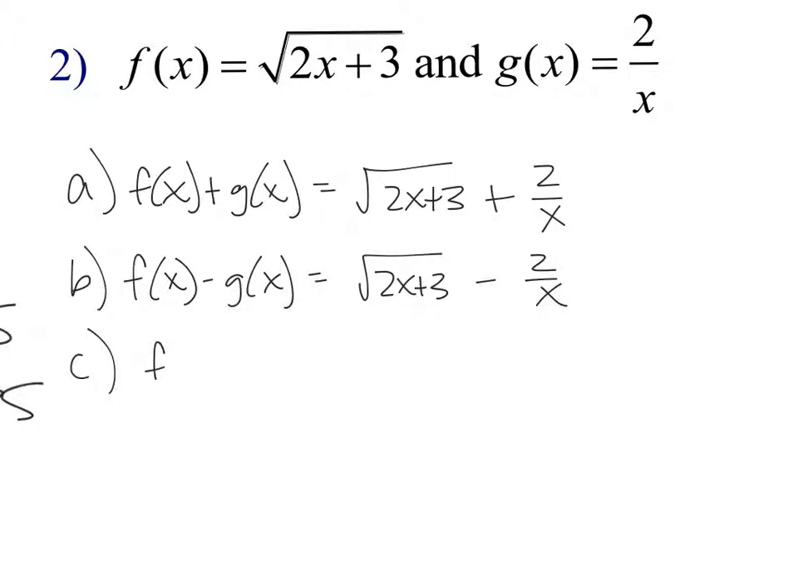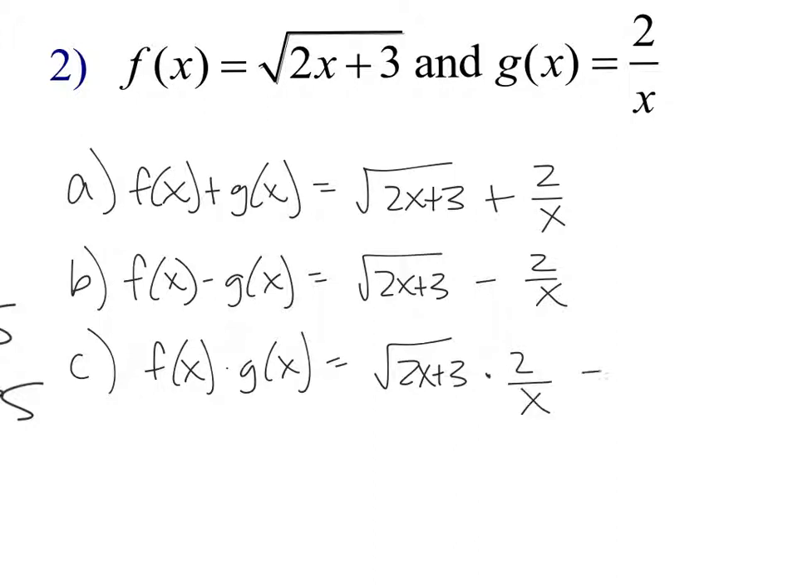Part C tells me to multiply f of x times g of x. So that's my radical times 2 over x. That you actually can combine because multiplication is kind of simple. So technically I'm going to put the 2 in front and just put the whole thing over x, because when you multiply fractions you do top times top and then bottom, which is just a 1 times bottom. Okay, so there's my multiplication one.